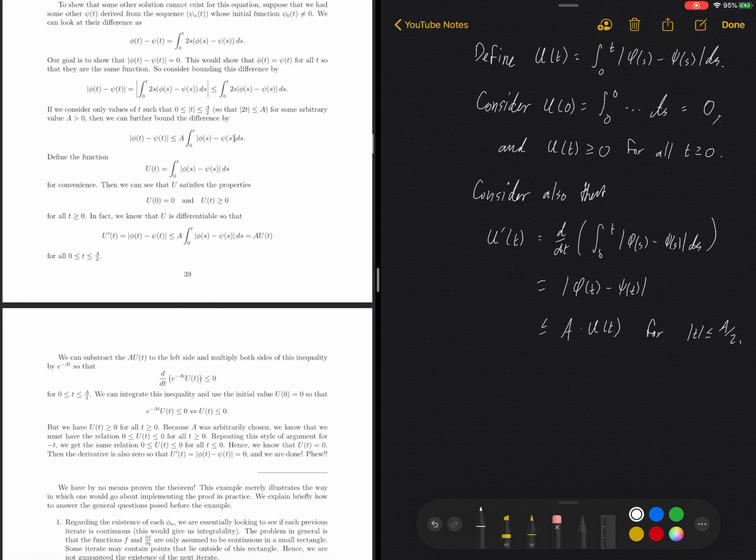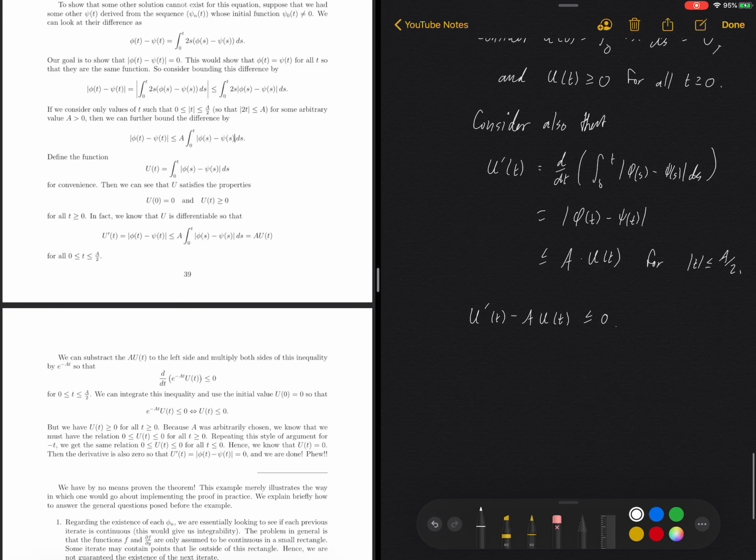So that would be for all t. And I don't have to use this 0. I can just go ahead and say for all absolute value of t less than or equal to a over 2. All right, so that means that I have a bound on how quickly this function can grow. Look at what happens here. If I subtract au from both sides of this inequality, I will have u prime of t minus a times u of t is less than or equal to 0. And that'll be for the specified interval for t.